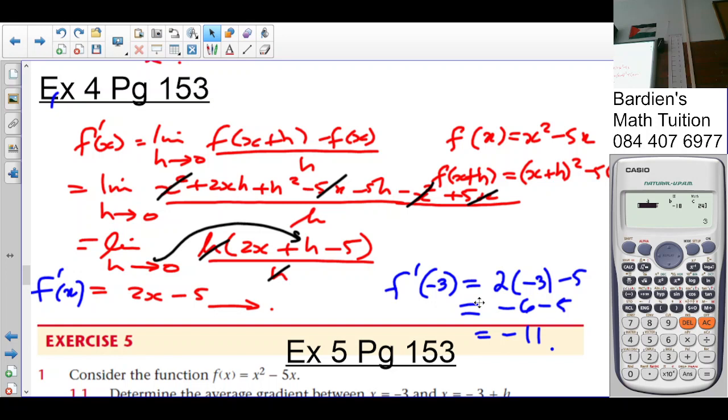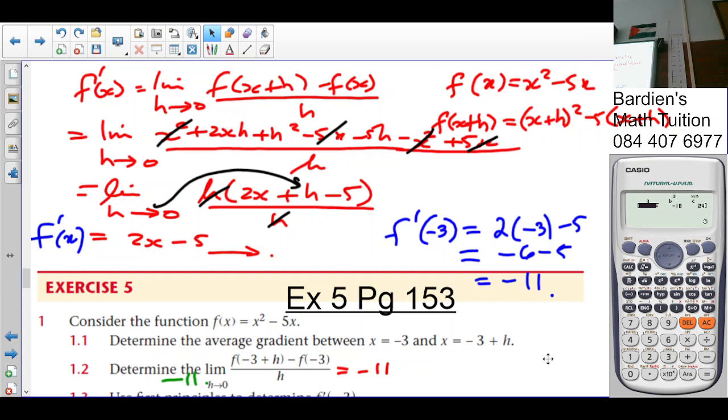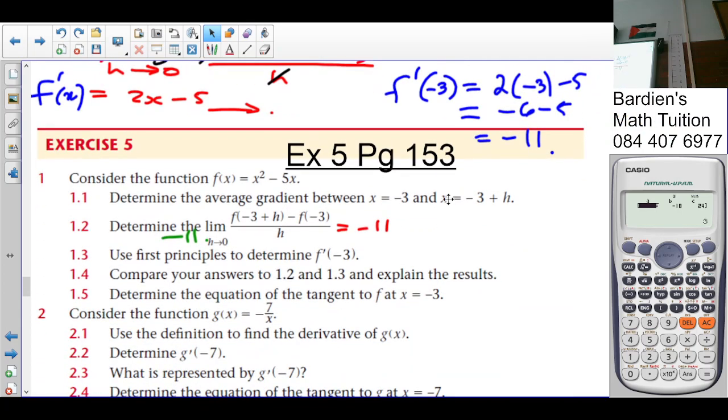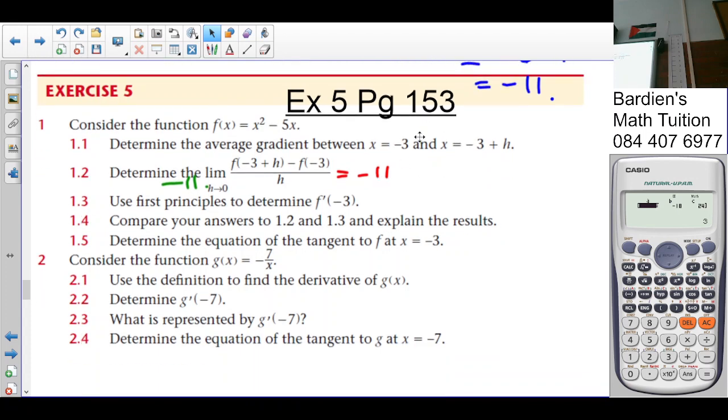On the other hand, when we work out our average gradient, the average gradient is basically what happens between the 2 points given, which is negative 3 and negative 3 plus h. But since h is tending to 0, that means to say the distance between the 2 points is negligible. It's almost nothing. Okay? So that is basically the same answer. Why? Because the 2 points that we normally use to work out the average gradient became 1 point, or the distance between the two is negligible. Okay? Or you can just neglect that or leave it out.